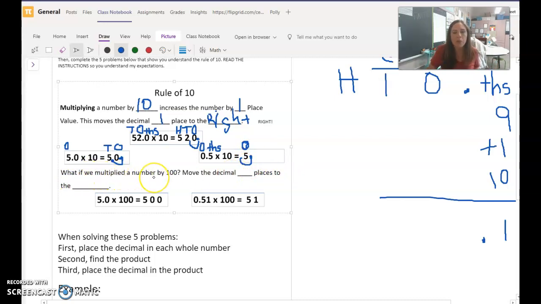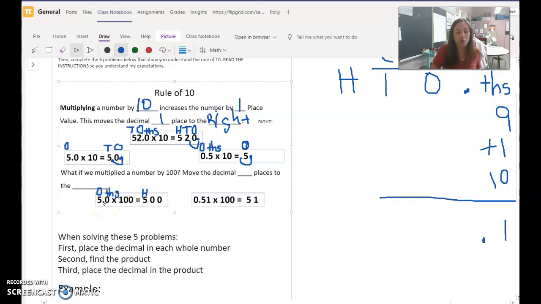What if we multiplied a number by 100? What happens? Well, let's look at our example. Our 5 times 100 we know is 500. So let's label our place values and see how many times it moved. In the number 5 and 0 tenths, our 5 is in the ones, and we have 0 tenths. When we multiplied it by 100, it moved from the ones, tens, to hundreds. So how many places did it move? If you said 2, you're right.